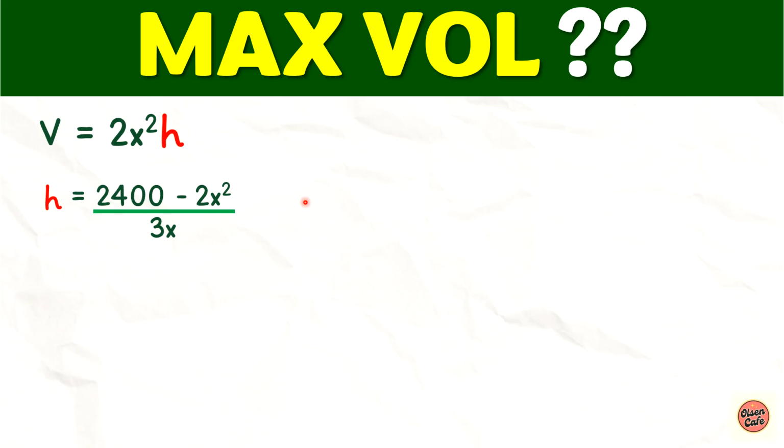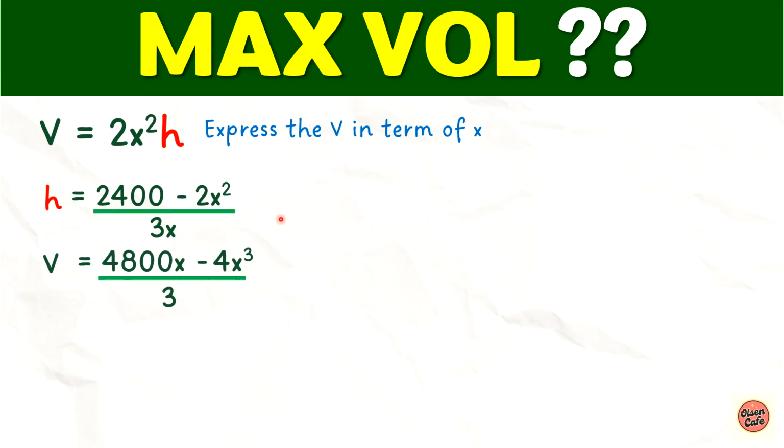Now that we have expressed h in terms of x, we are ready to express the volume in terms of x. So we simply need to substitute h into the expression for V. And once we do that, we are able to derive V equals 4,800x minus 4x cubed divided by 3. Now that we have the equation with one variable, which is x, we are ready to find the maximum volume, which means we will need to find the derivative dV/dx.